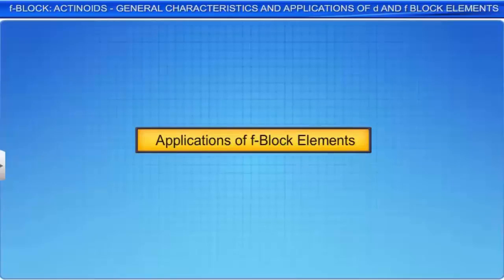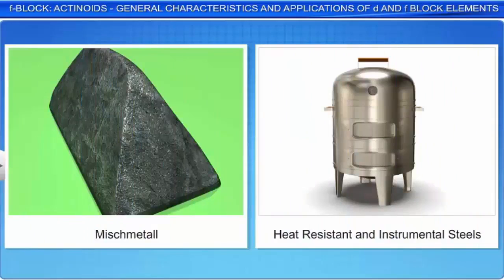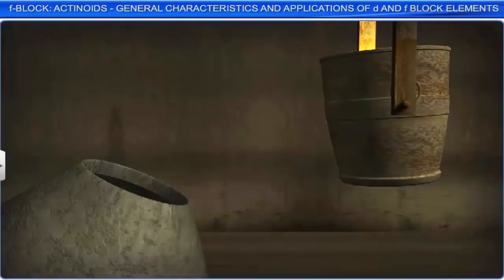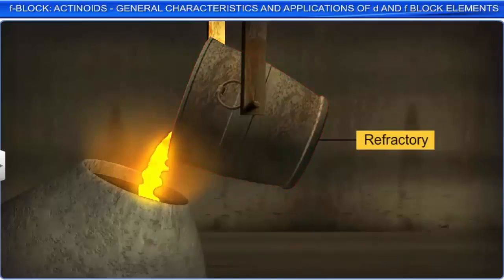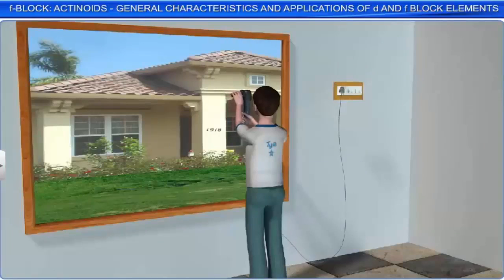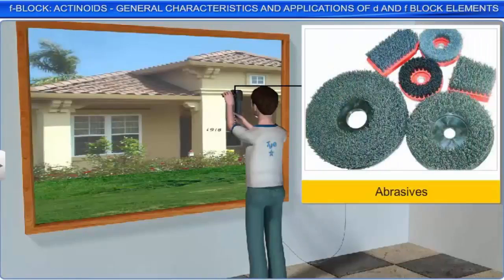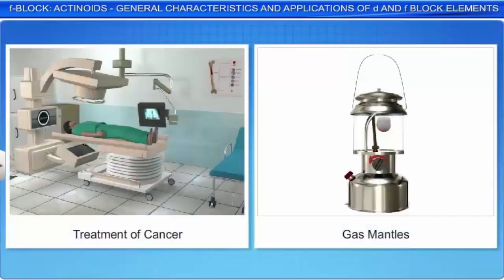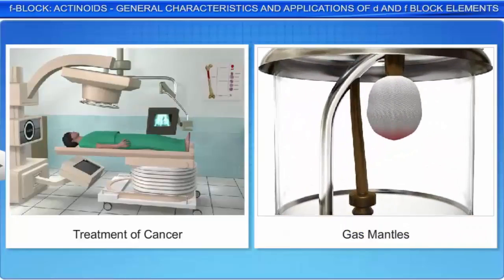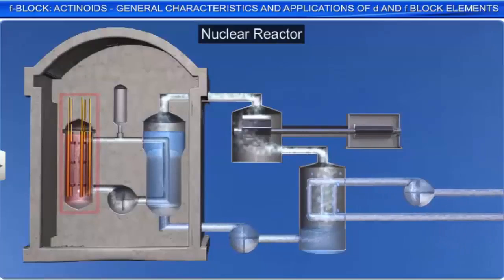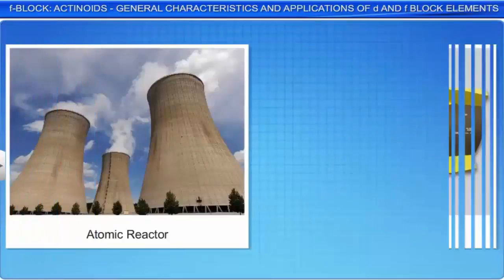Here are some applications of f-block elements. Alloys of lanthanides, known as Misch metals, are used for the production of heat-resistant and instrumental steels. Borides, carbides, and nitrides of lanthanides are used as refractories. Lanthanide oxides are used as abrasives for polishing glass. Thorium is used in the treatment of cancer and in incandescent gas mantles. Uranium is used as a nuclear fuel. Plutonium is used in atomic reactors and in atomic bombs.